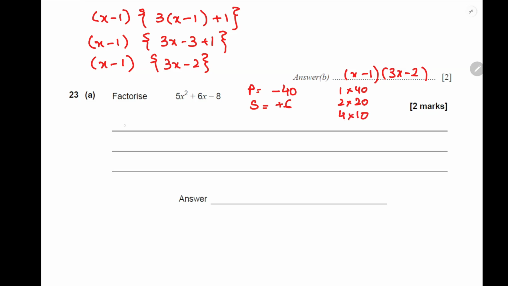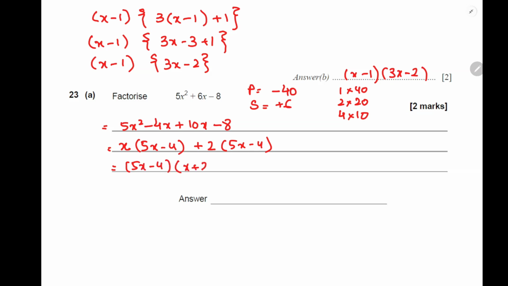So I can take this one, so it would be 5x squared, negative 4x plus 10x, negative 8. So I can take x common, that would be 5x negative 4. And here I can take 2 common, 5x negative 4. So 5x negative 4 and x plus 2. This would be my answer.